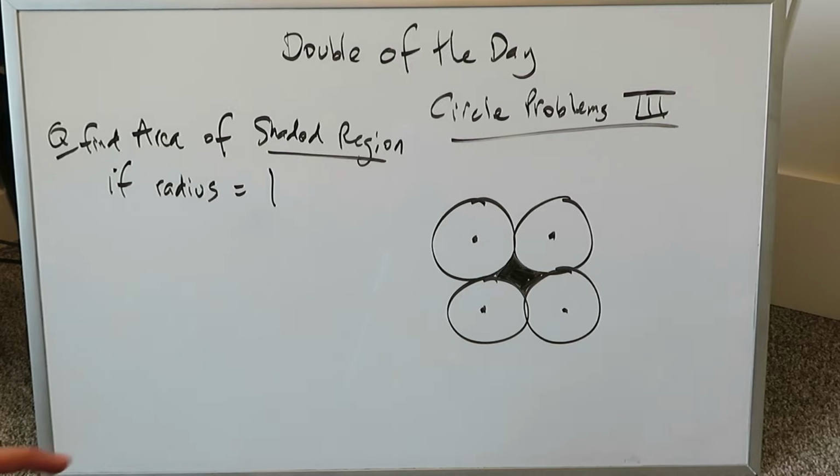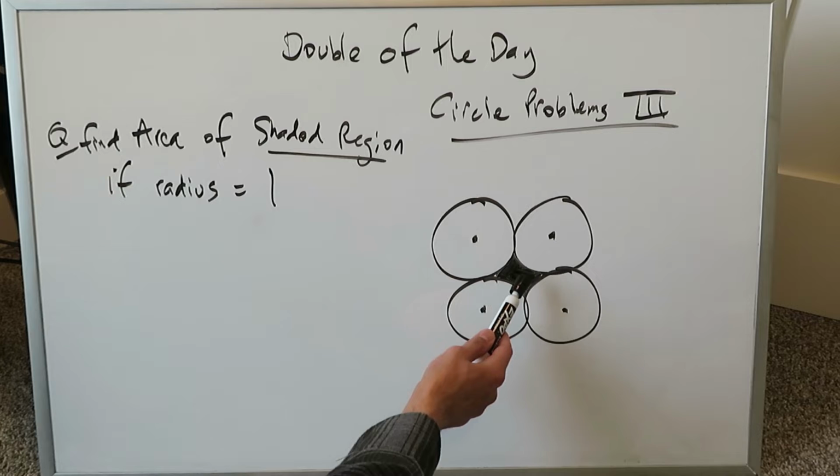I am Mr. Ish. We're looking here at a part 3 video on circle problems. Why? Because circles are too common on any kind of exam. Our question number 1 is to find the area of this shaded region.